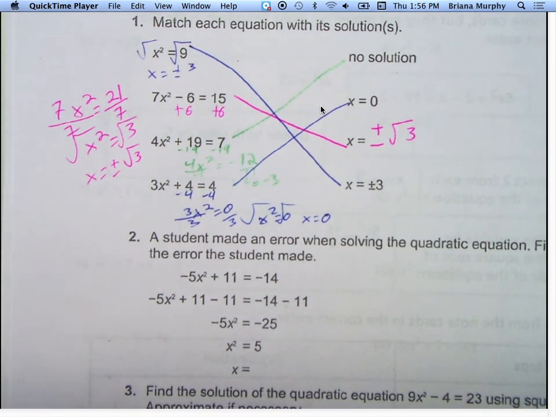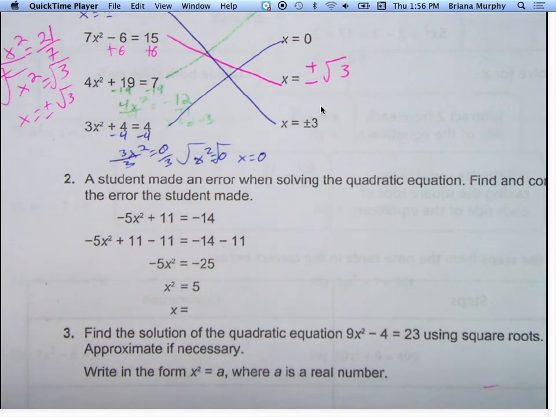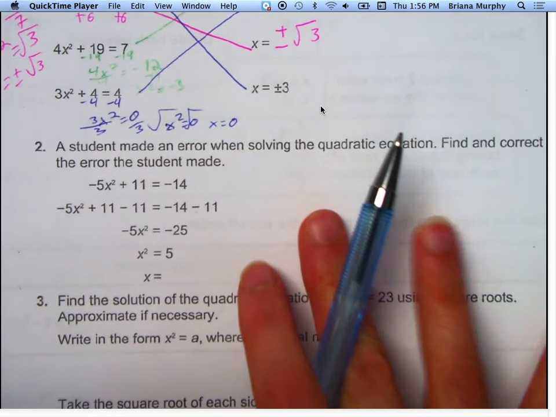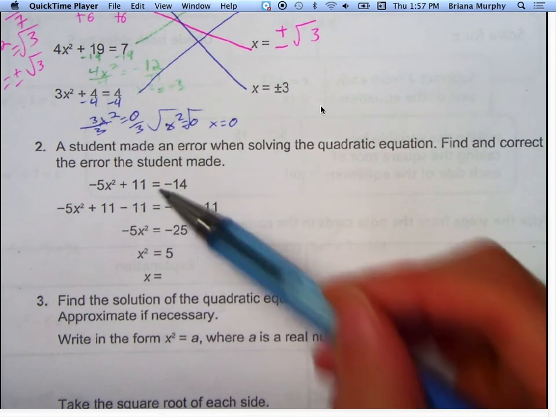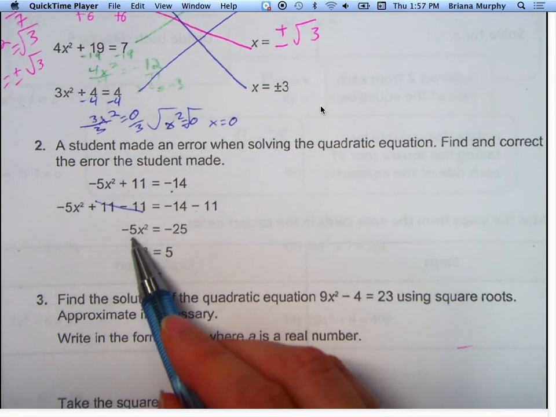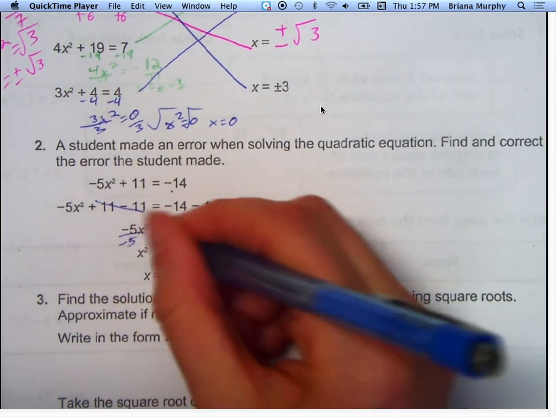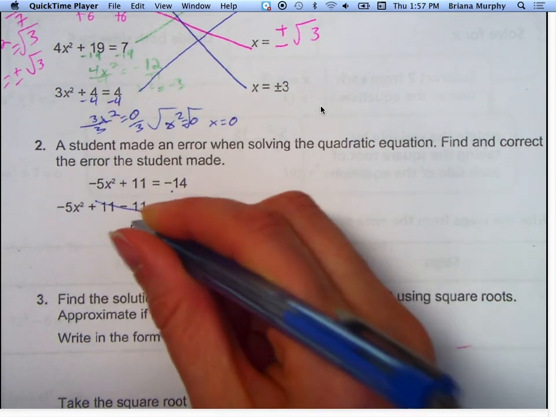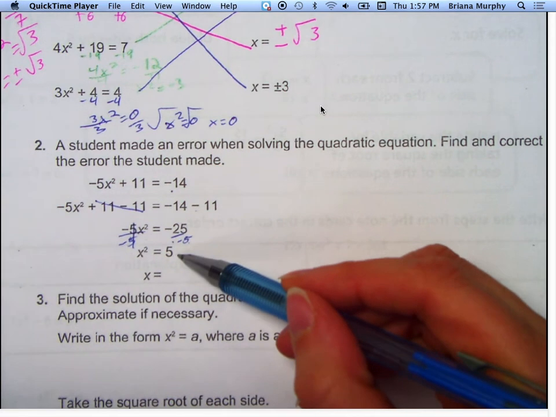All right, number 2 says there's an error. Okay, so let's check the work and see what we would write at the bottom. It says there's an error, but remember, we don't have an answer at the bottom yet, so let's look. We get negative 5x squared plus 11 equals negative 14. So it looks like they subtracted 11 from both sides and got negative 5x squared equals negative 25. Then it looks like they must have divided by negative 5, right? Negative 25 divided by negative 5 is 5.